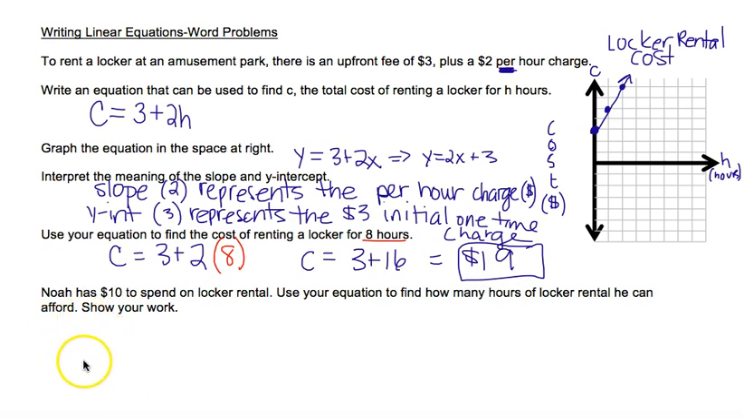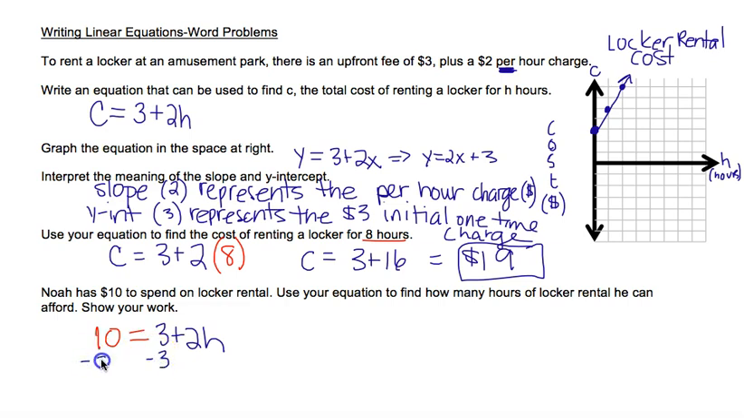Last one, Noah has $10 to spend on locker rental. Use your equation to find how many hours of locker rental he can afford. Show your work. So this one, you need to be careful, and that's why I've given you examples like this. Do not do the exact same thing you did here. 10 is not an H value, it's a C value, it's a cost value. So we're going to have 10 equals, and then the rest of the equation stays as it was in our original problem, 3 plus 2H.